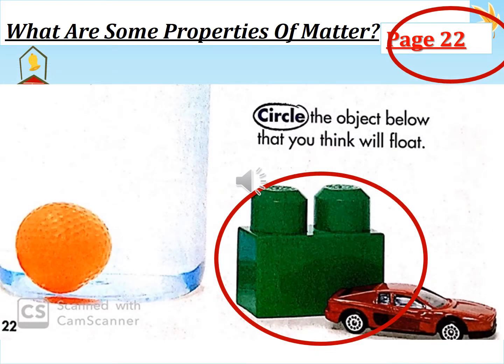Alright, your additional task. Circle the object below that you think will float. Which among these two? Is it the puzzle block or the car? Excellent! The block.